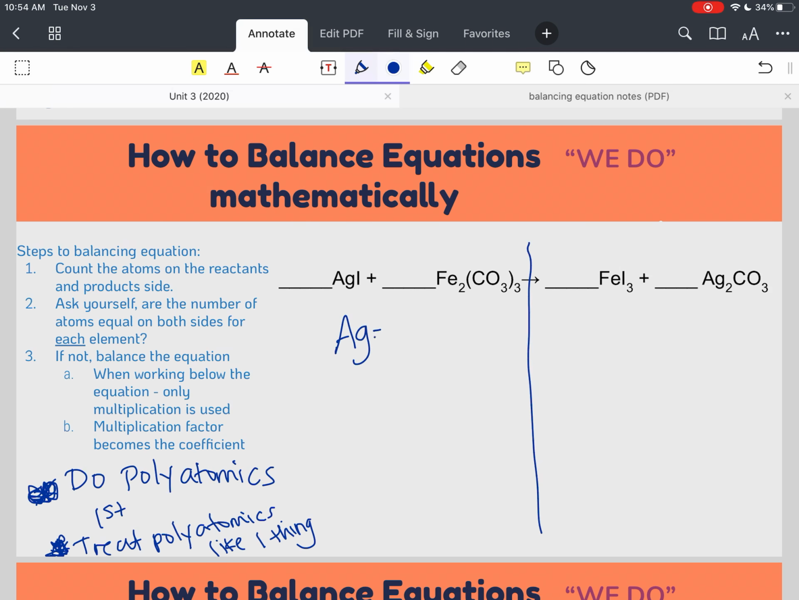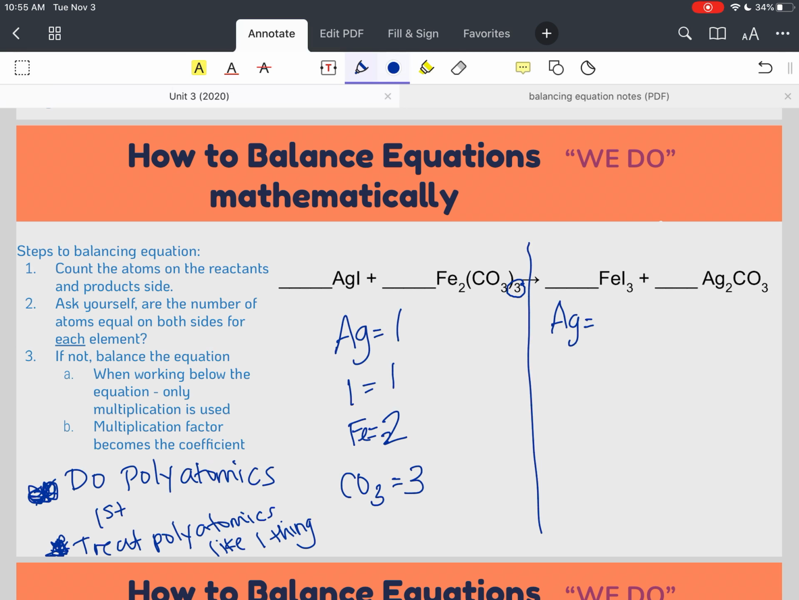So I'm going to go through and count. So I have 1 silver, 1 iodine, 2 irons, and then here's my carbonate. I'm going to write down CO3. I'm not going to write down carbon and oxygen. Okay, you're going to give yourself a headache. My little subscript down there tells me there's 3 of them.